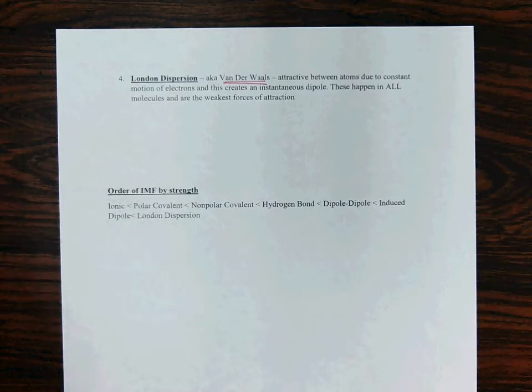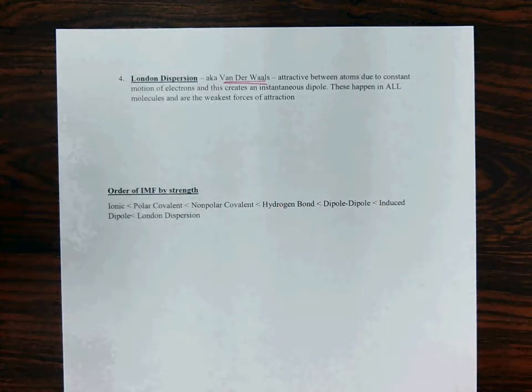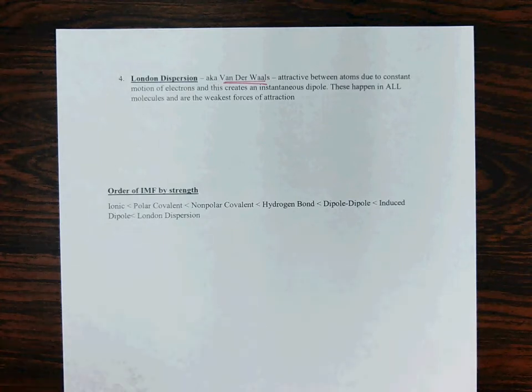So there's just a natural attraction between electrons and protons that exists no matter what, and that's called a London dispersion. They're extremely weak. They really don't affect anything because everything has them. So it's kind of like a negligible force. If everything has the same force, then it's like there is no force to it. So that's what a London dispersion is.